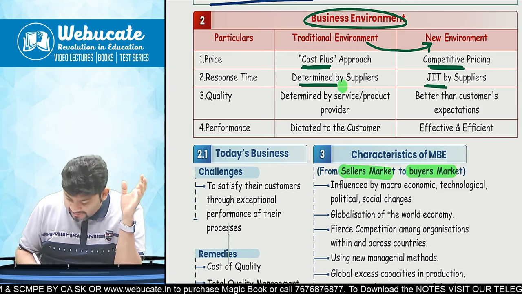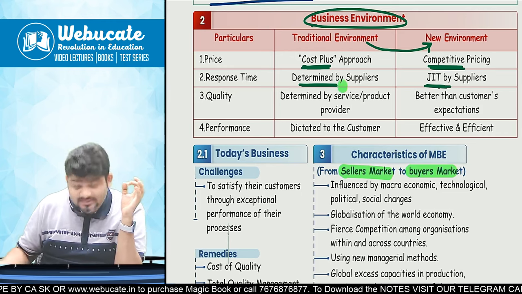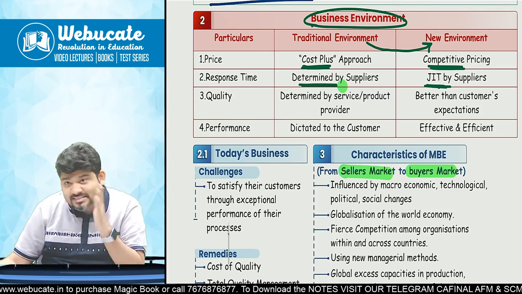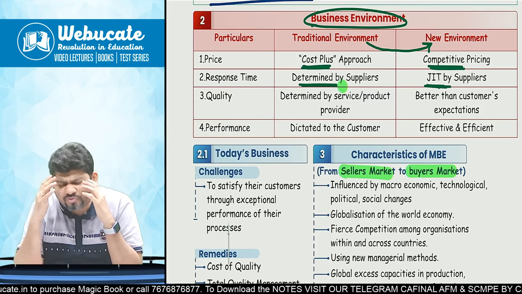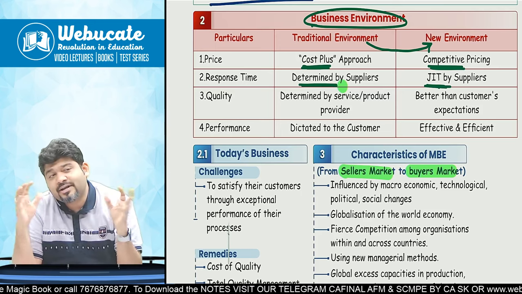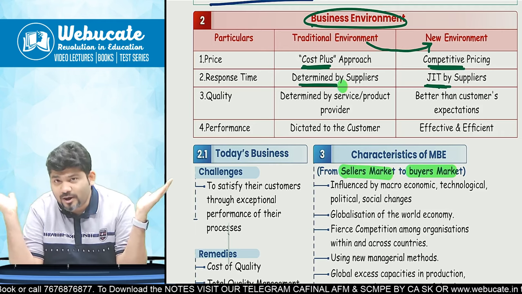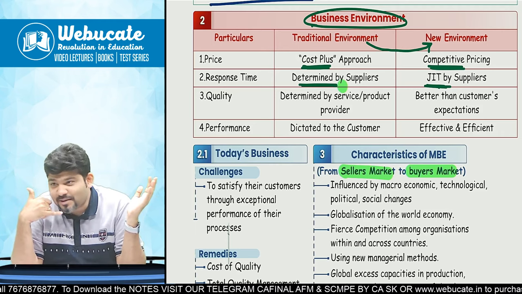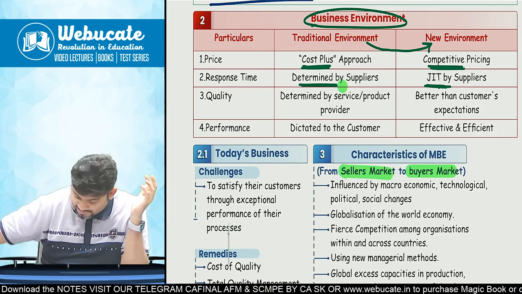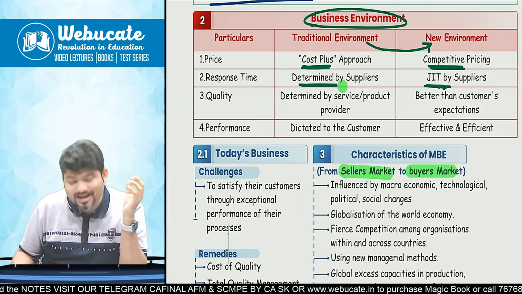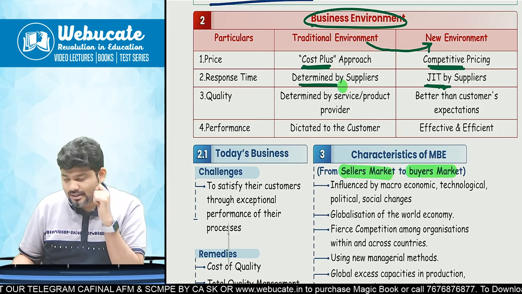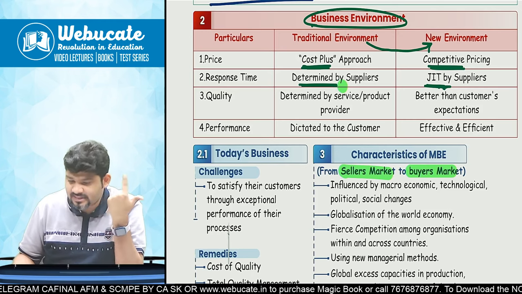Response time. It was determined by suppliers, but now it is just in time. Previously, they would say it will take 10 days, 15 days. Ask your parents, just to get a phone connection at your home telephone, they used to wait for 8 months, 9 months, 12 months. Now, you get a call from them: Sir, please take a phone connection from my company. How things have changed. Response time was determined by suppliers, now it is just in time. You order and you will get whatever you want on an immediate basis. This is called just in time.